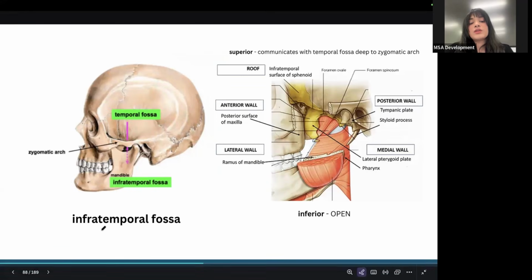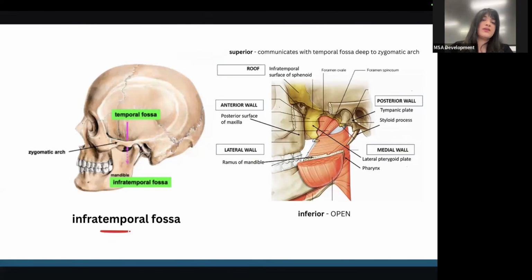Then we move on down to the infratemporal fossa. So we have the temporal fossa, and below it we have the infratemporal fossa. You can see here is the zygomatic arch. This is the temporal fossa, and below here is the infratemporal fossa, behind this zygomatic arch. If you cut out the zygomatic arch in this view, you can see the infratemporal fossa.